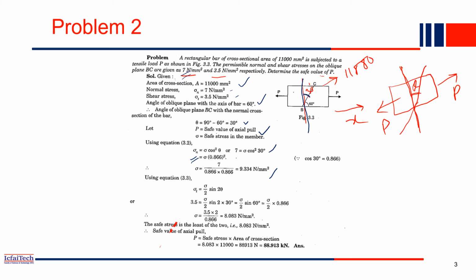Another equation is given for shear stress. We have the equation tau equal to sigma by 2 times sine 2 theta. Just substitute the values. The shear stress value is given as 3.5, so 3.5 with theta as 30 degree. Just substitute, and here also you will get another sigma. So now you see there are two sigma. Using normal stress you got 9.334, and using the shear equation you got another sigma, that is 8.083 Newton per mm square.